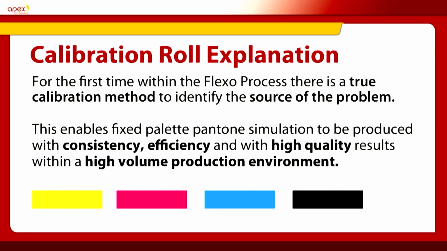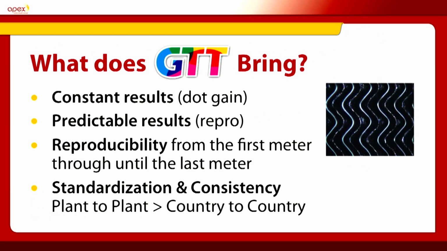As we have just demonstrated with the videos, this is the first time that within the Flexo process that there is a true calibration method to identify the source of the problems. This enables fixed palette, Pantone simulation to be produced with consistency, efficiency, and very high quality results. So what does GTT bring to the party? It gives consistent dot gain. It gives a predictable result for the repro, so they understand what is going to come out from the print machine.